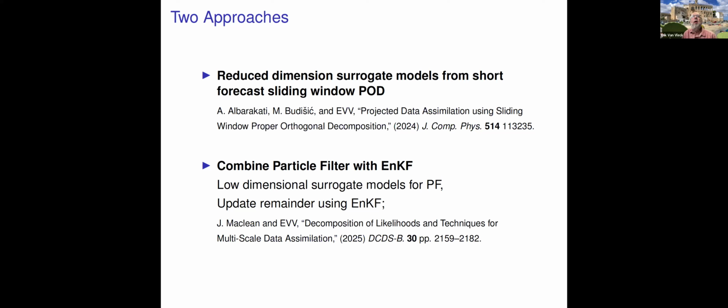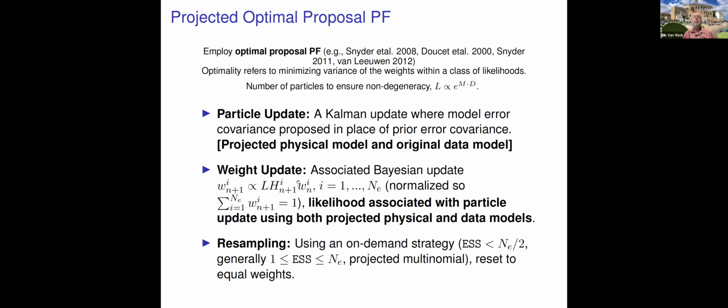And then the second paper came out earlier this year, and it's on combining a particle filter with an ensemble Kalman filter. So we combine a low dimensional surrogate model for the particle filter, and then update the remainder using an ensemble Kalman filter.